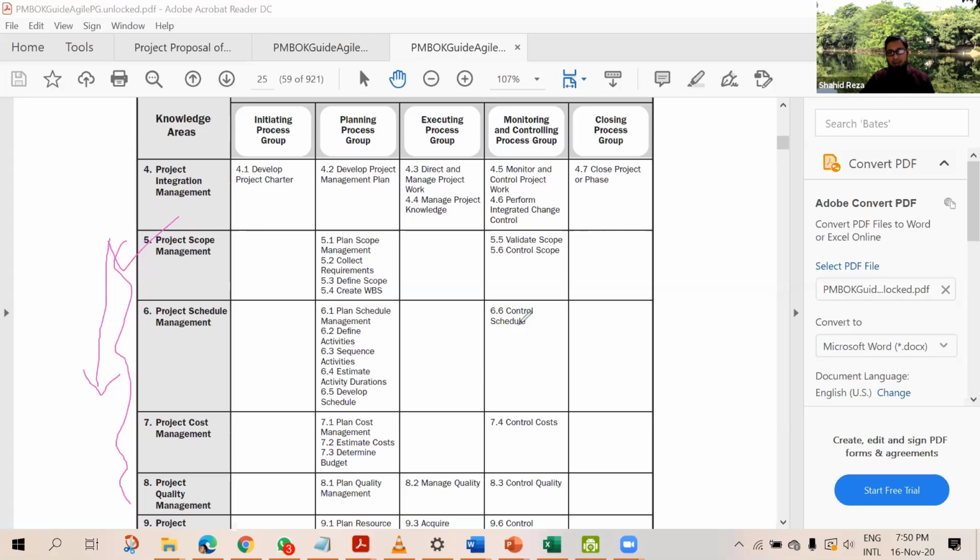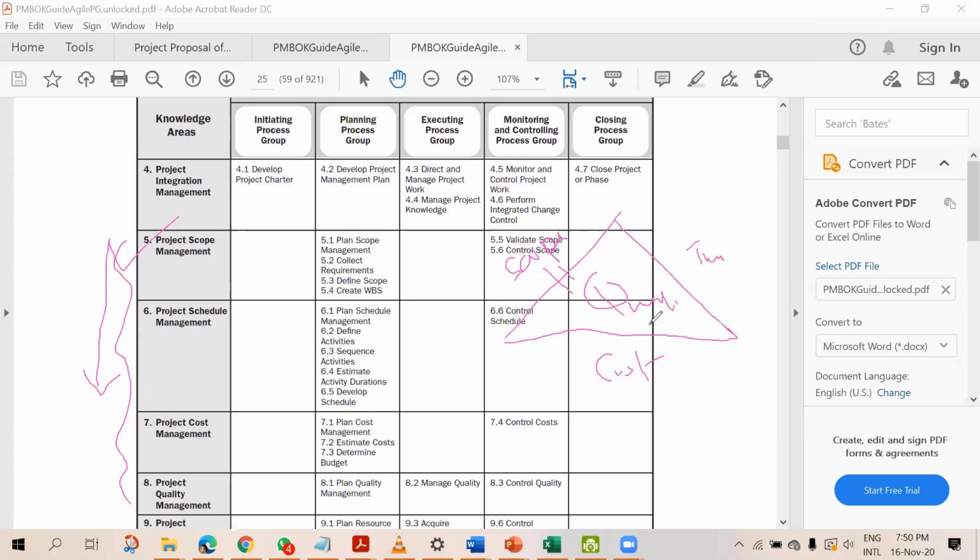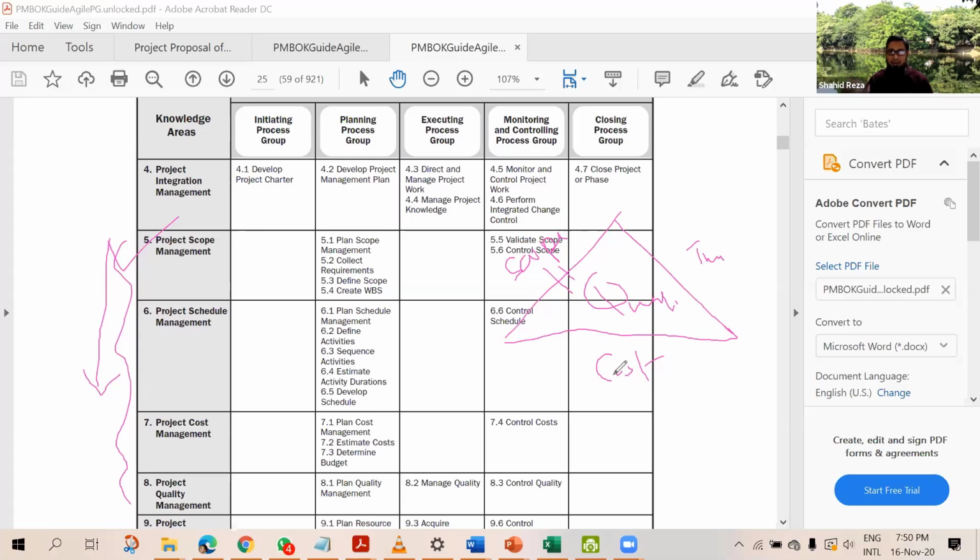All right. And in the first or second class, I discussed the iron triangle, right? In the iron triangle, we have three arms of the triangle. In the first arm, we mentioned that it is scope. This is time or schedule. And the third one is cost, right? And in the middle, sometimes we write quality. So all these four are actually very close to each other.